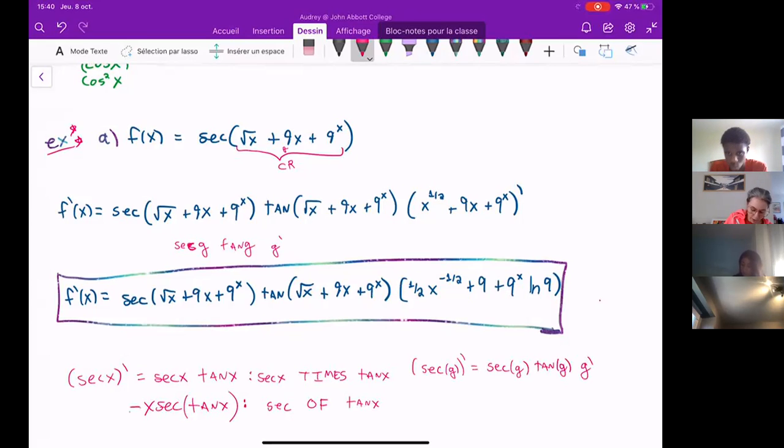which is not equal to, so actually let's write this as like an x right here, which is not the same thing as saying secant tangent g times g prime. This would be secant of tangent g, but the derivative tells me times, not of. Nick, does that answer your question?